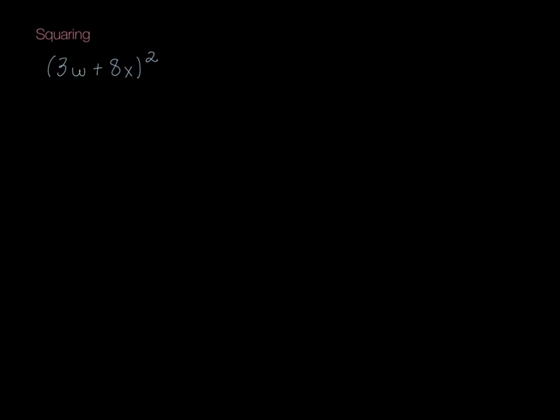The next one's an important one, squaring a binomial. The biggest mistake that students make is they try to just go ahead and distribute the square. So square the 3w, square the 8x, and then be done with it. But you actually can't do that. You'll get the wrong answer if you do. So what you need to remember is that when we're squaring something, we're multiplying it by itself. So what we're really doing here is 3w plus 8x times 3w plus 8x.